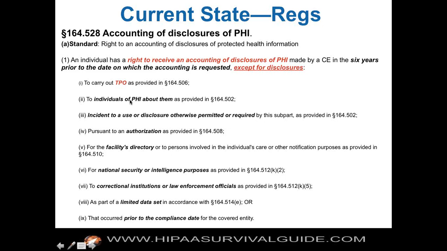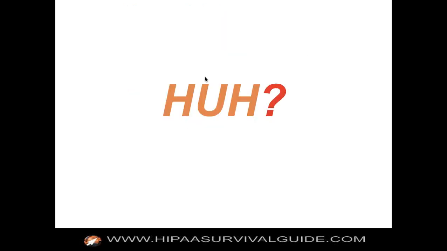Well, the biggest one by far is the TPO exception, treatment, payment, and operations, because I believe the lion's share of disclosures that go on day-to-day, 24/7, 365 in the U.S. healthcare industry have to do with treatment, payment, and operations, and those were excluded under the prior rule. So you just didn't have to do them. So in some ways, 164.528 in its current state was much ado about nothing. The question, though, is what does this mean when you start thinking harder about it, if you were to get a request?